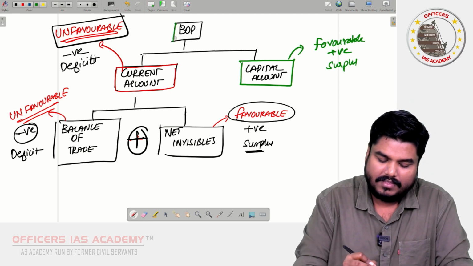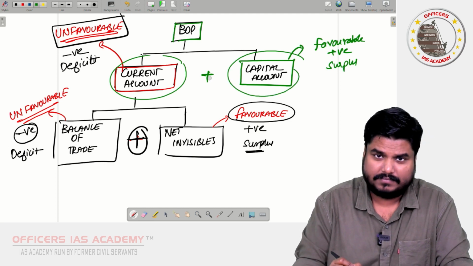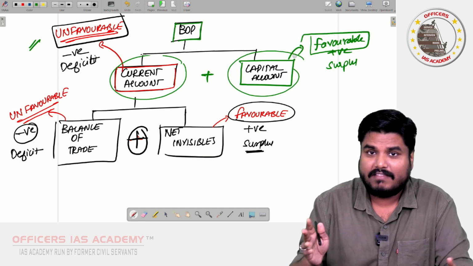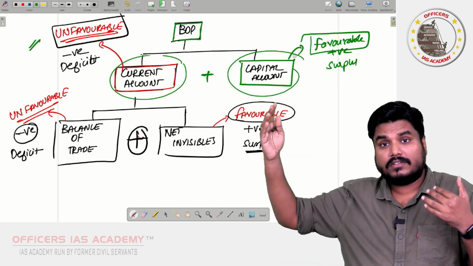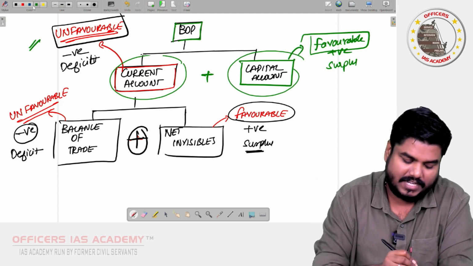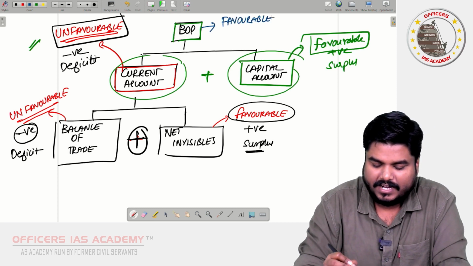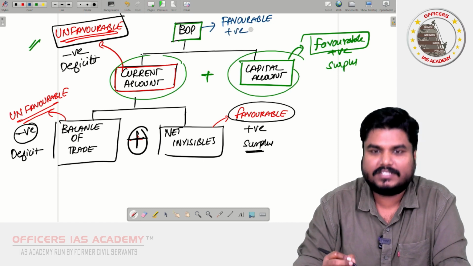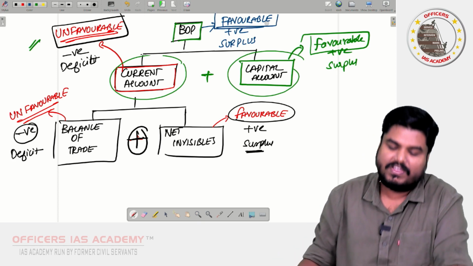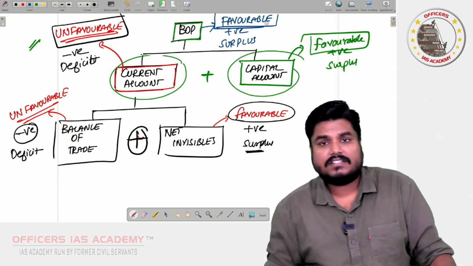So, what is BOP? BOP is current account and capital account added. Current account is unfavorable. Capital account is favorable. When you add these two, the capital account surplus is more. Current account deficit is this much. Capital account surplus is this much. Because of that, our balance of payment is in a favorable situation. It is favorable, or you can say it is positive, or surplus. And this favorable situation is very important. We should have a favorable balance of payments, or else we will slip into a crisis.